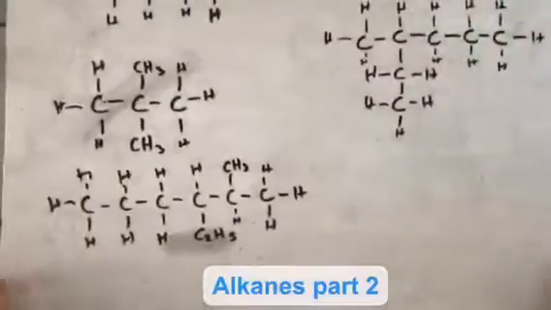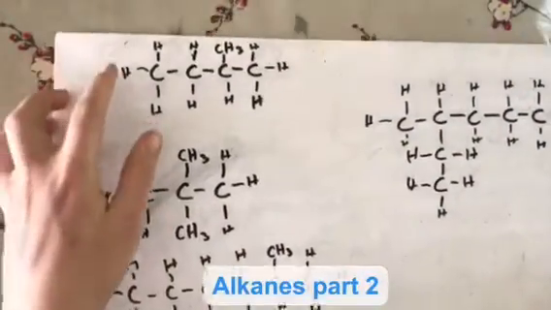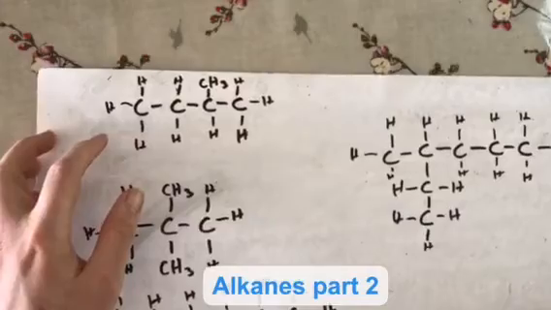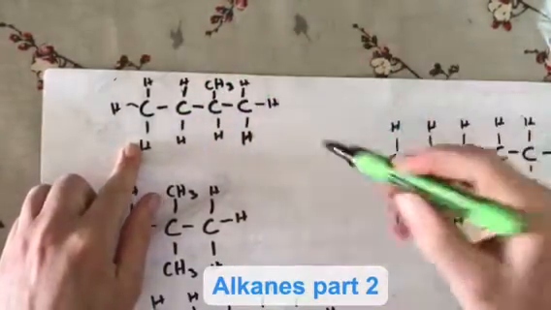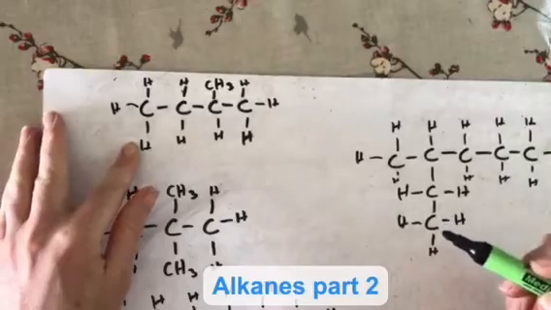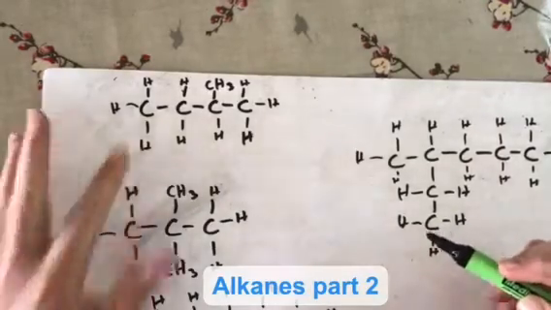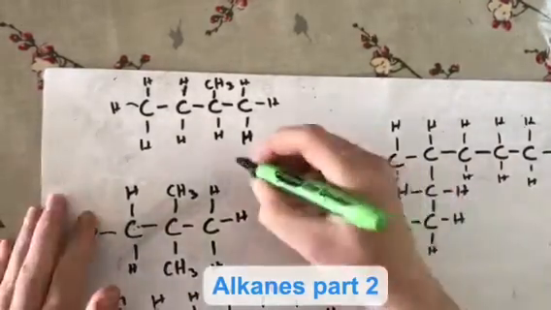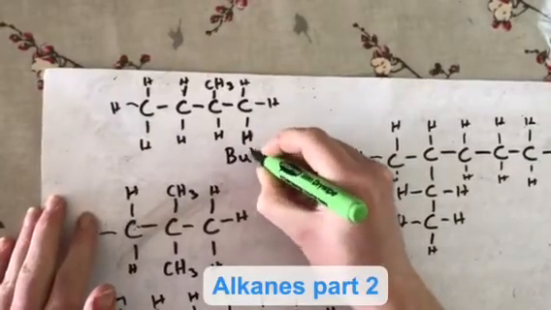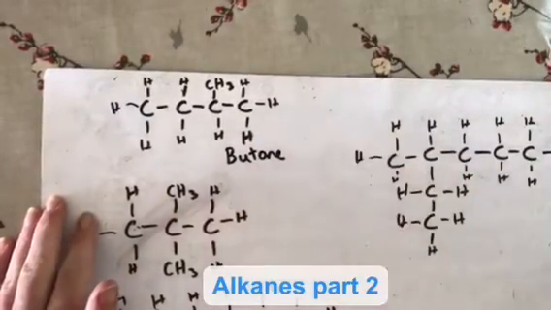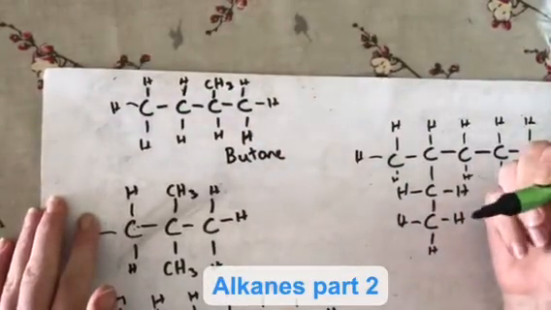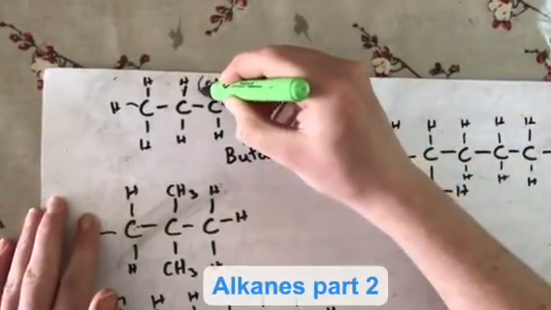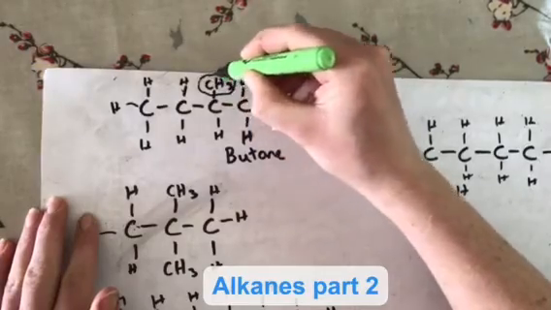So let's look at the first one here. Hopefully you can see that on the screen. We've got 1, 2, 3, 4, a 4-carbon chain. So methane, ethane, propane, butane. It will end in butane. Now let's look to see what's attached to our butane. We have 1 CH3. That's our substituent here.